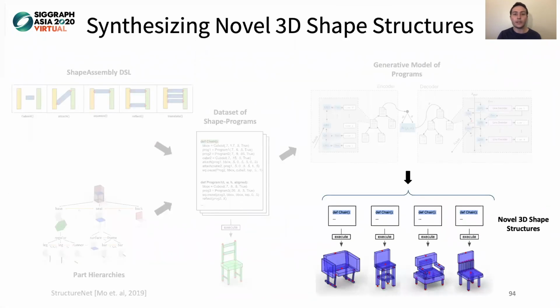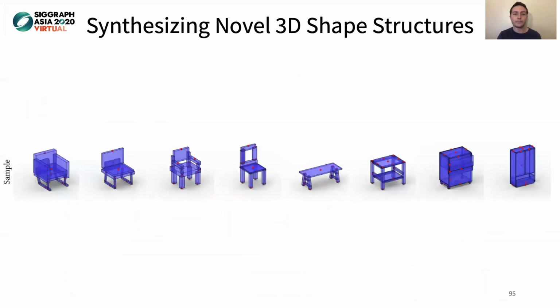Once our model is trained on our dataset of shape programs, we are able to create novel 3D shape structures with our model by sampling ShapeAssembly programs and then executing them to get their output geometry. These are 8 samples from our model across the chair, table, and storage furniture categories of PartNet.